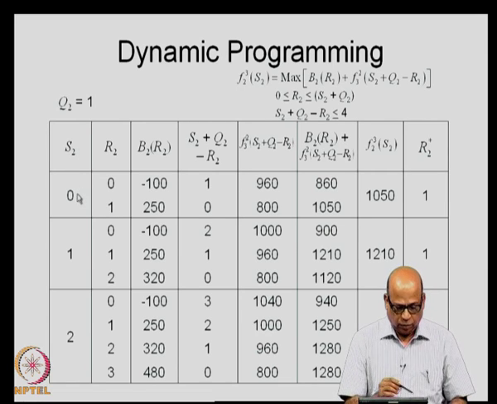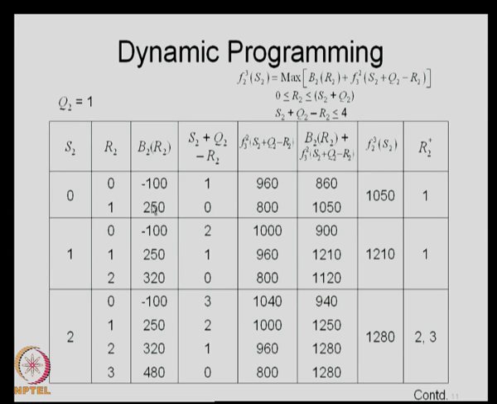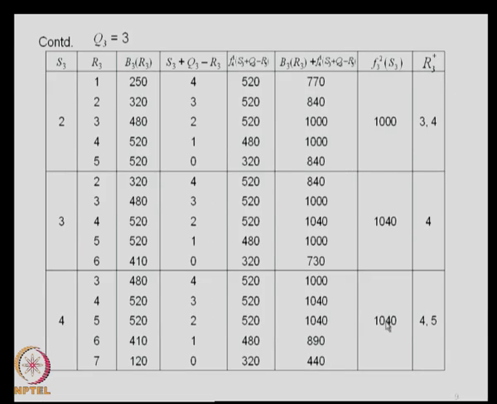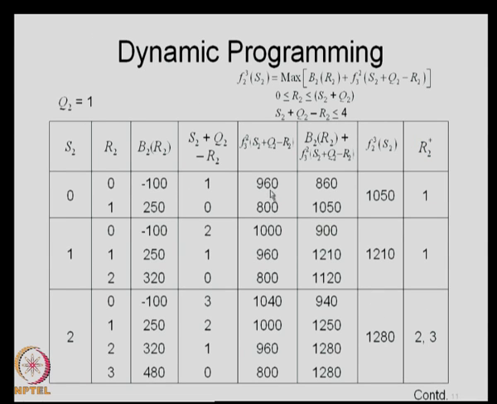So, we start with S2 is equal to 0, 0 plus 1. So, you can go up to 1. So, R2 can be either 0 or 1. If R2 is 0, the benefit B2 of R2 is minus 100. If R2 is 1, it is 250. If R2 is 0, then 0 plus 1 minus 0 is 1. Corresponding to 1, you go to the previous table, corresponding to S3 is equal to 1, you pick up the objective function value directly, 960. So, 960 minus 100, that is 860.